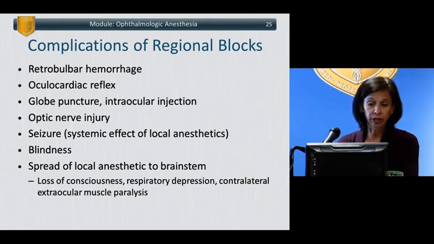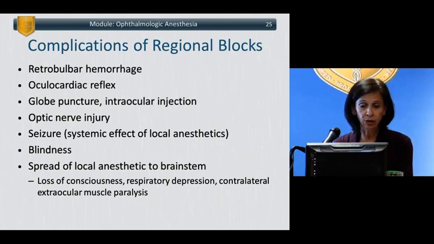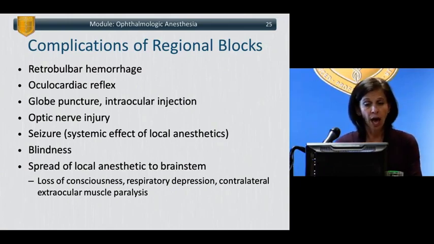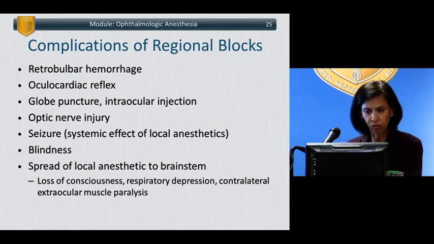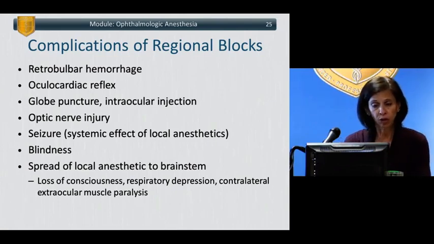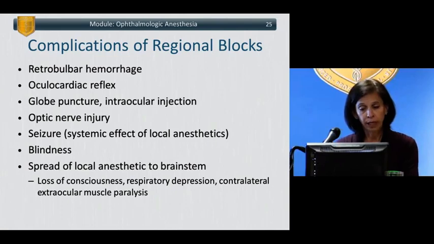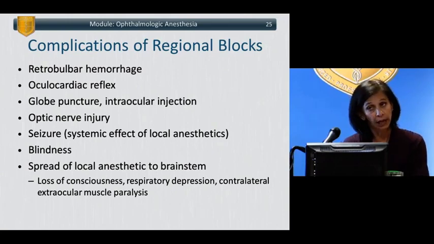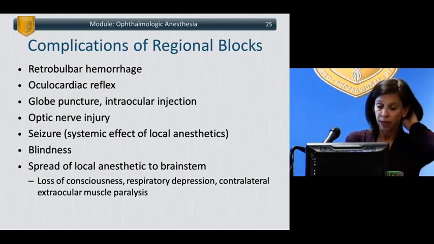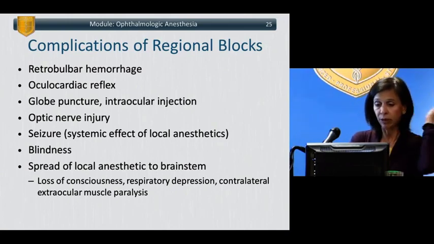So the complications of both these blocks are retrobulbar or peribulbar hemorrhages, inducing the oculocardiac reflex, globe puncture, an intraocular injection where you don't intend to be, inside the globe itself, an optic nerve injury because you hit the optic nerve with the needle, or local anesthetic toxicity from being in close proximity to the optic nerve. A patient can have seizures because you gave a systemic injection of the local, or because you gave enough local that it got absorbed systemically. Any of these can result in blindness.